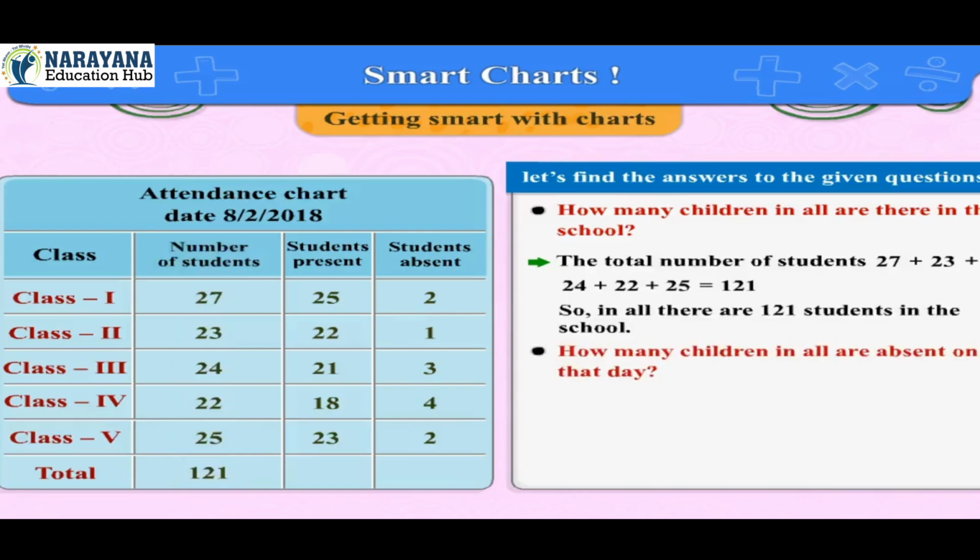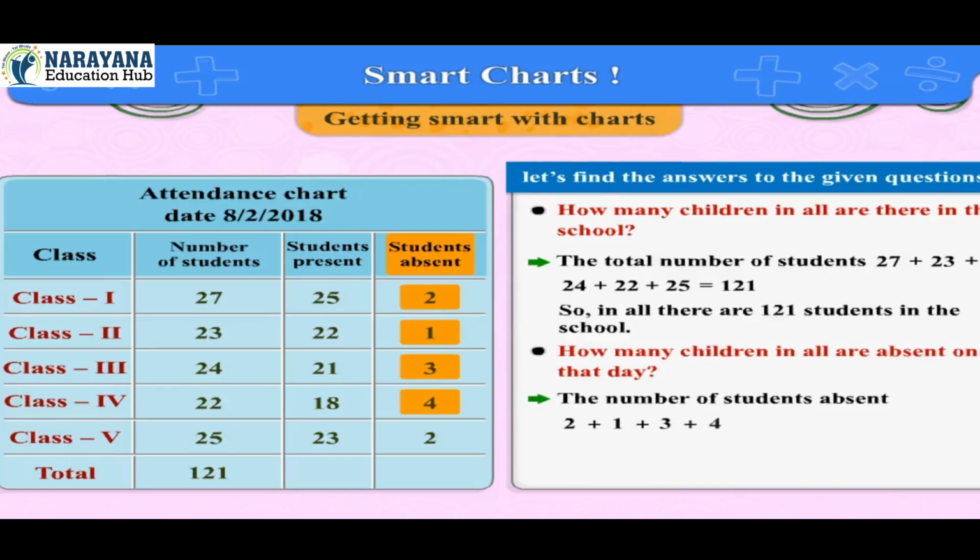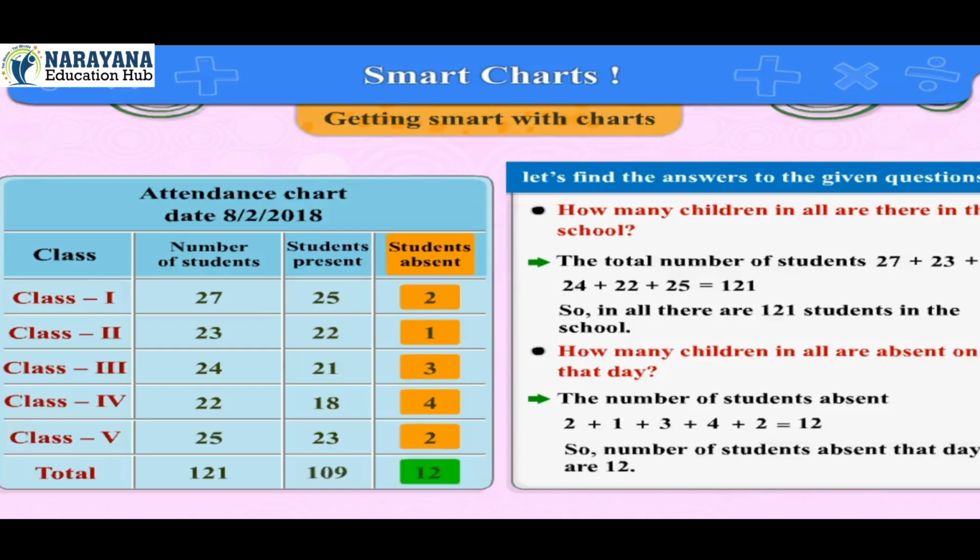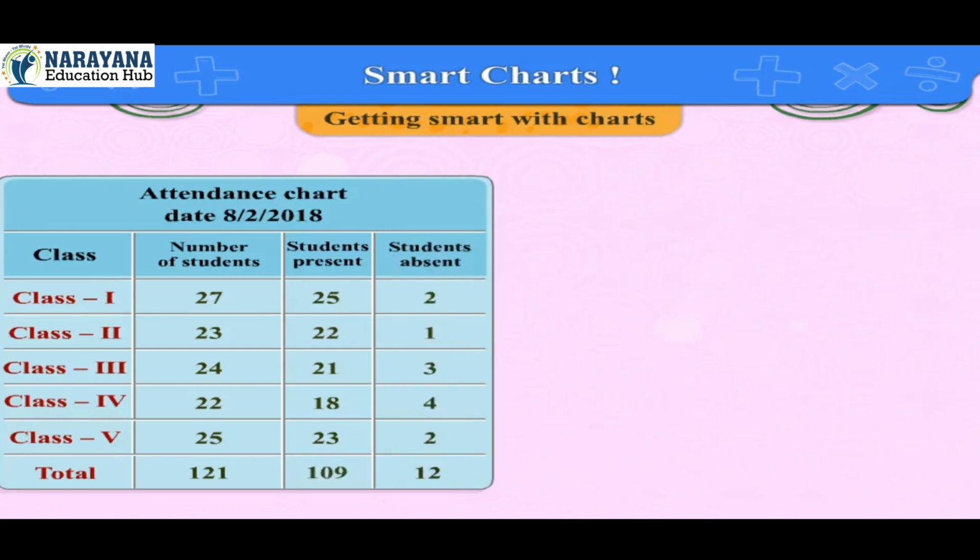How many children in all are absent on that day? To find the number of students absent on that day in the school, we add the numbers of students in the fourth column. That is 2 plus 1 plus 3 plus 4 plus 2 is equal to 12. So, the number of students absent that day is 12.